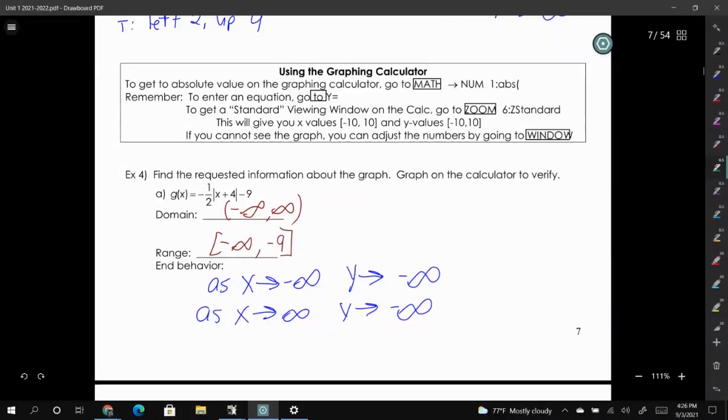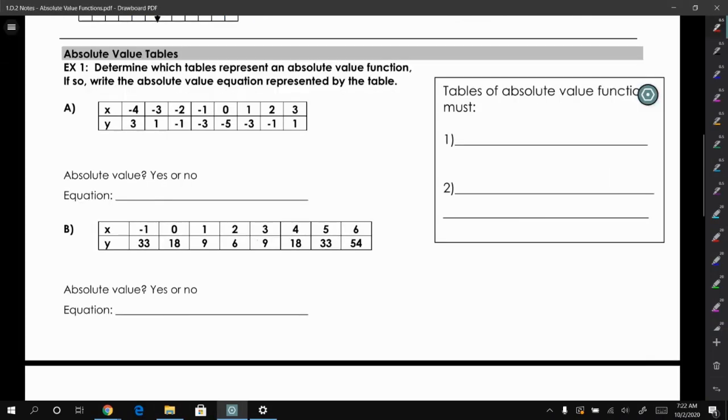So hopefully you're getting the hang of domain, range, and end behavior. Those are terms and ideas that will come up a lot. So you really need to get into the habit of knowing how to write end behavior and what to look for. So far, we've described absolute value equations and then graphed them. Now we're going to go in reverse and look at tables and learn how to write the equation based off of those tables.